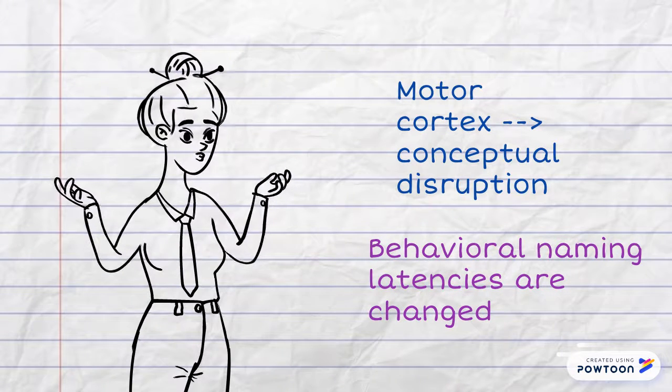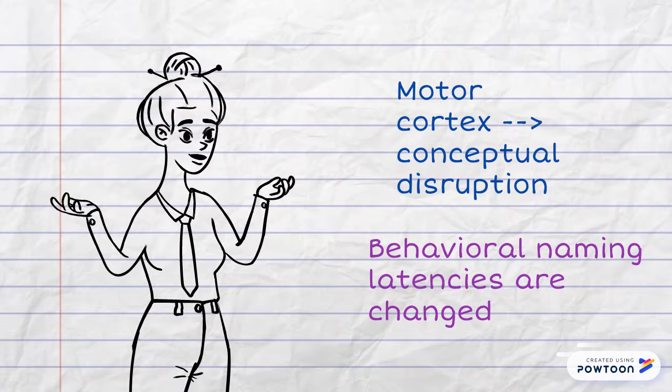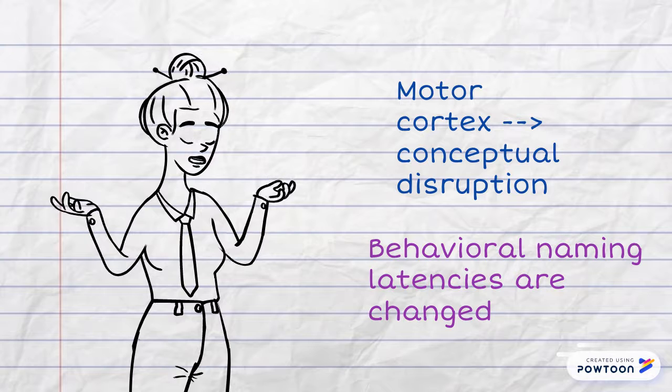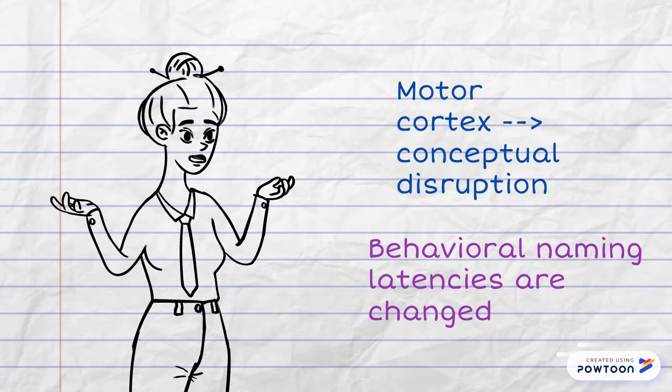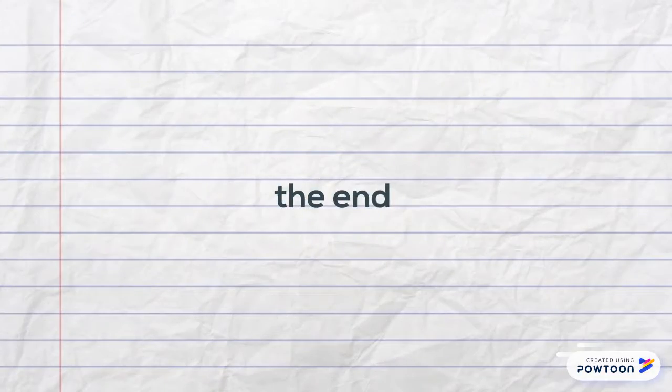Using transcranial magnetic stimulation, specific motor features are stimulated, and that spreads activation to the semantic hub and then to lexical features. This spreading activation results in our behavioral naming latencies changing. And that's the Semantic Hub.